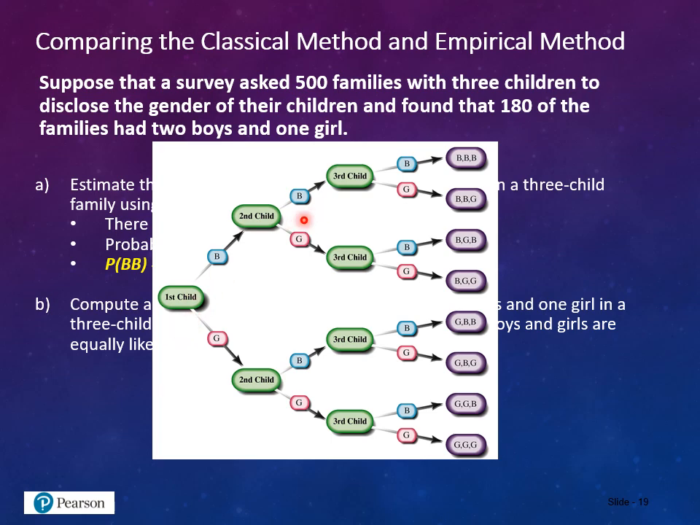So this first one is boy, boy, boy. And then the second one is boy, boy, girl. Boy, girl, boy. Boy, girl, girl. Girl, boy, boy. Girl, boy, girl. Girl, girl, boy, and girl, girl, girl. So when we count these, we can see that we have 8 different possible outcomes based upon each child.